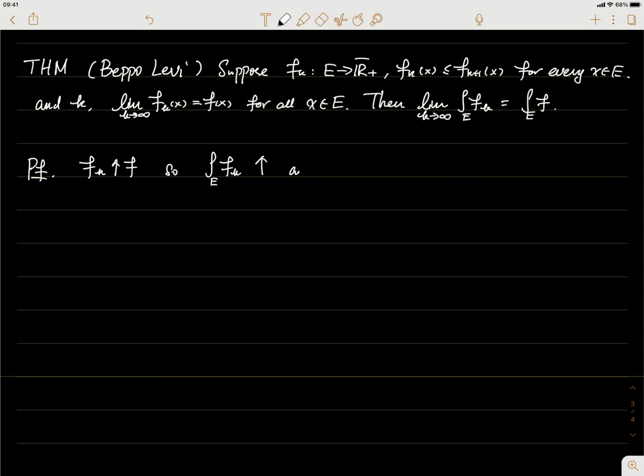And also, we know that the limit of the integrals of this sequence is less than or equal to the integral of f. The reason is that f_k is less than or equal to f, so the integral of f_k is less than or equal to the integral of f. And if you take the limit, it's still less than or equal to the integral of f. Okay, so now the key is: how do we show that this is actually equality instead of inequality?